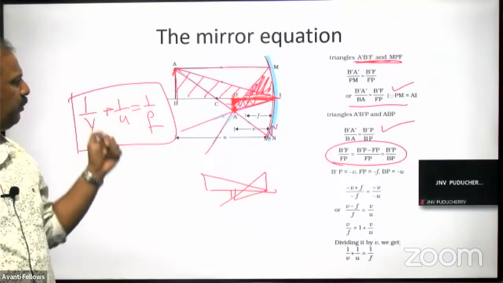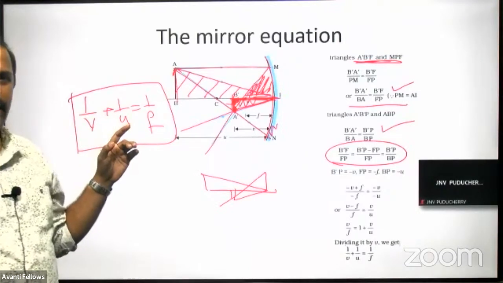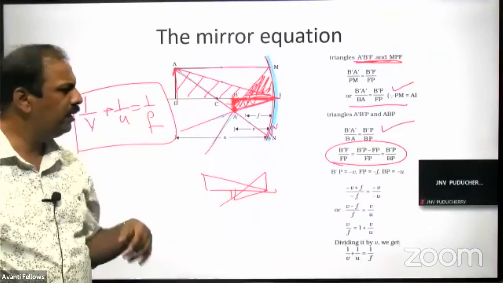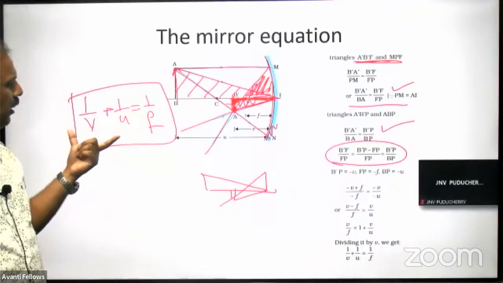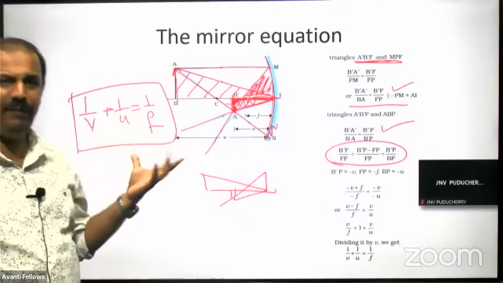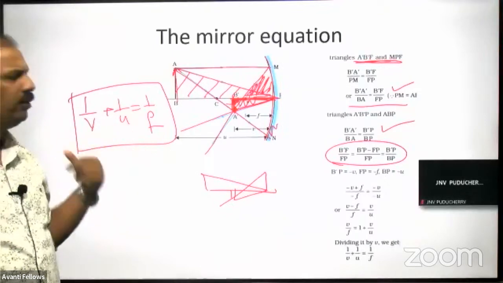1 by V plus 1 by U is equal to 1 by F, you will get here. This is called the mirror formula. Now, in this mirror formula, you should remember this is applicable for both concave and convex. Mirror formula is applicable for both concave and convex.